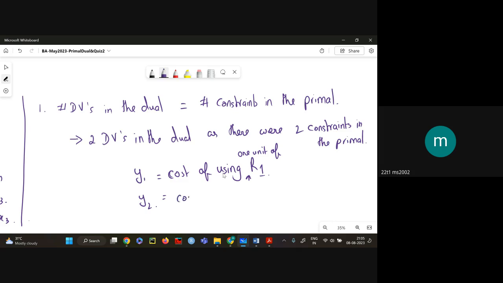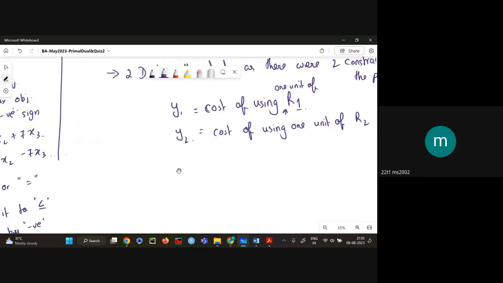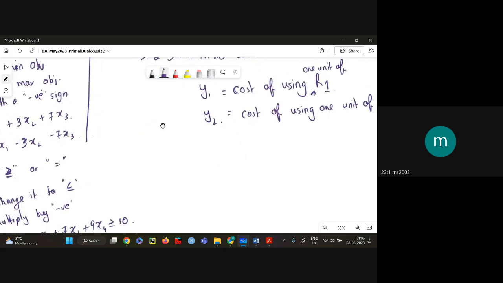Similarly, y2 is going to be the cost of using 1 unit of R2, which is resource 2. So you are deriving the decision variables from the constraints. Yes, from the constraints. How we interpret the cost from those constraints will be clear once we look at the objective function. So that is going to be your y1 and y2 decision variables.